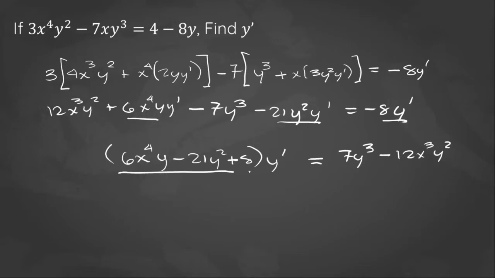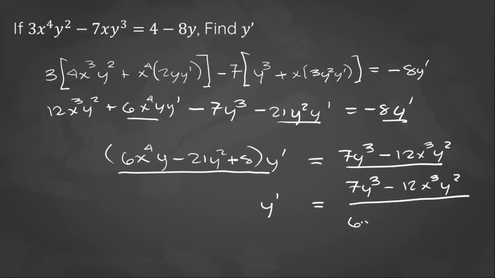And dividing both sides, we'll have y prime is equal to 7y cubed minus 12x cubed y squared over 6x fourth y minus 21y squared plus 8.